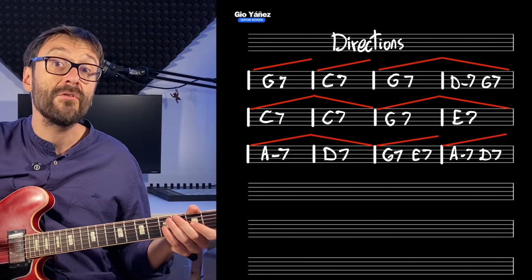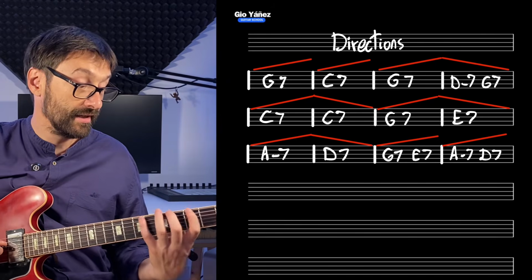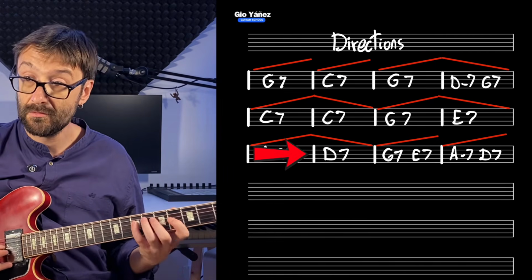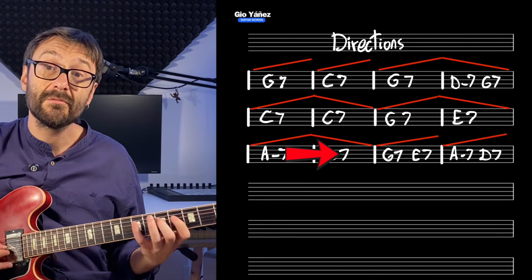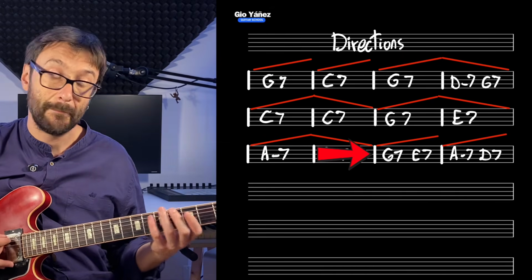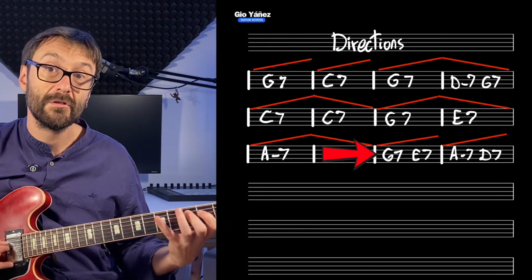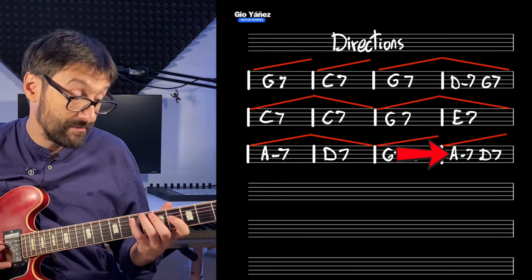And for all these 4 measures, we are going to employ the scale for the 5th, up and down, and a scale ascending from the 1st chord, and the 5th.